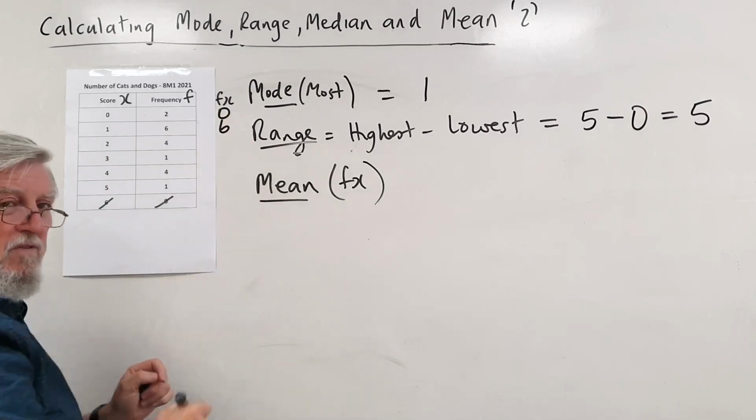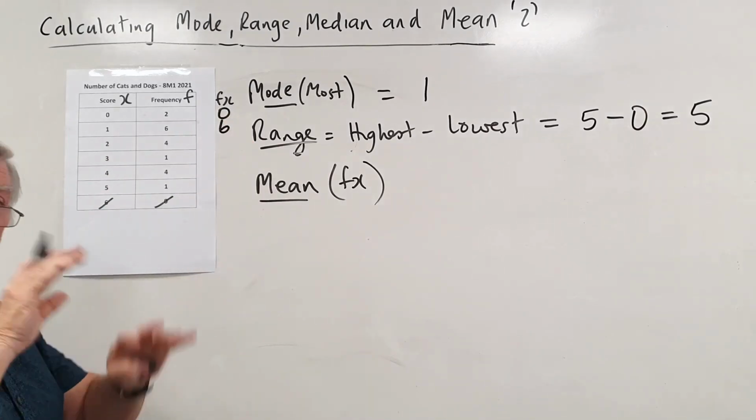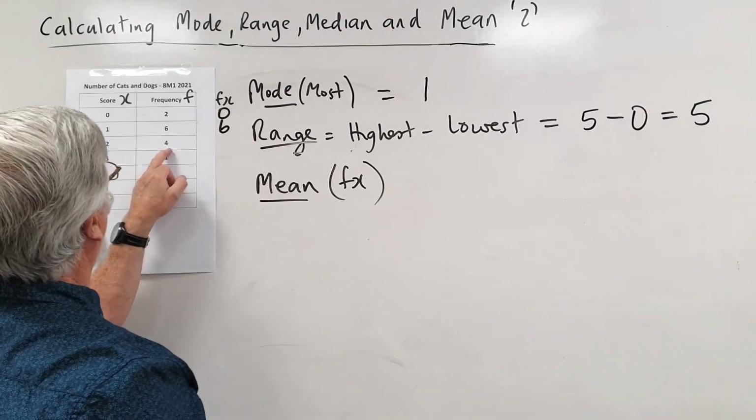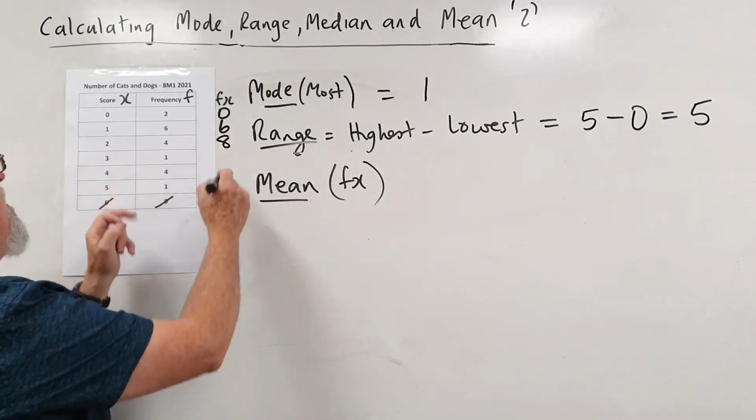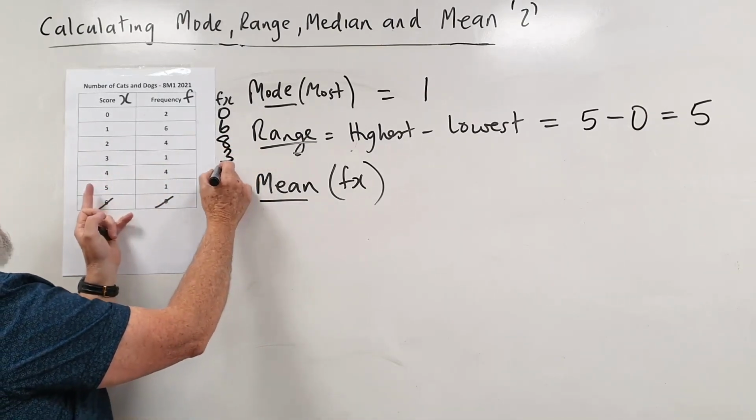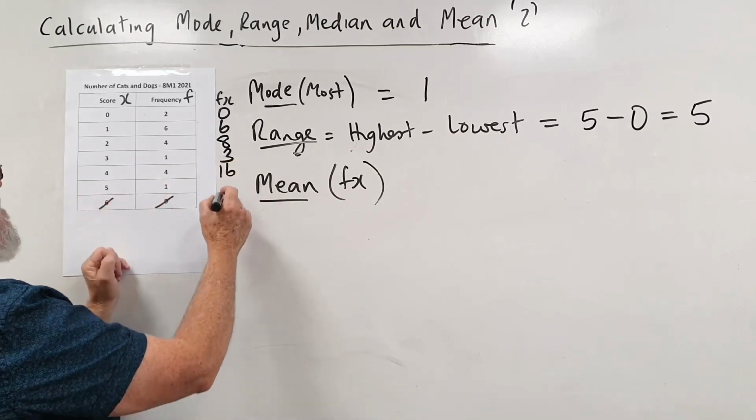If you watch the previous video, you'll see it on there, a longer explanation. We had 4 families who had 2, 4 2s are 8. We had 1 family that had 3. We had 4 families that had 4. And we had 1 family that had 5.